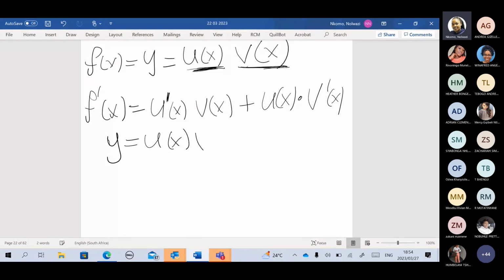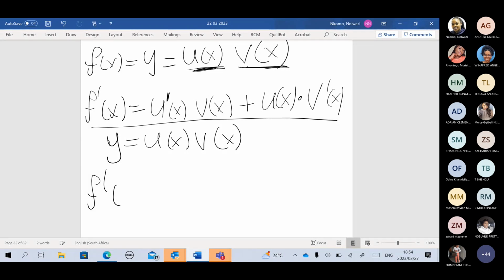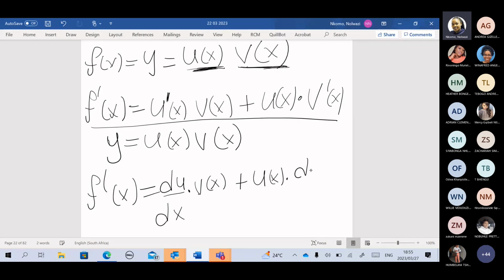You can write this as in f prime at x is equal to the derivative of u with respect to x, times v as it is, plus u as it is times the derivative of v with respect to x. Okay, let's do an example here.